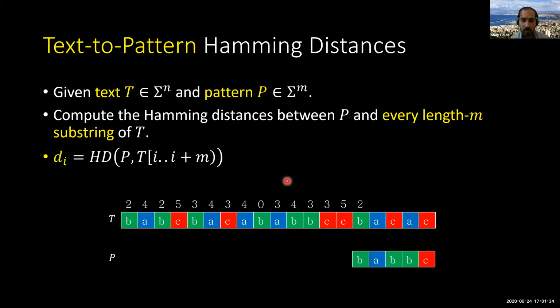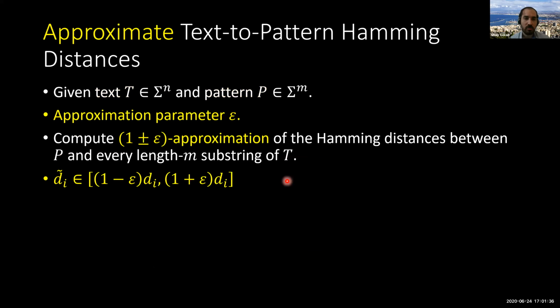And we consider in the paper the version of approximate text-to-pattern Hamming distance, where we are given an approximation parameter epsilon, and instead of computing the exact Hamming distance between the pattern and every substring of the text of length m, we want to compute just 1 plus minus epsilon approximation for this value.